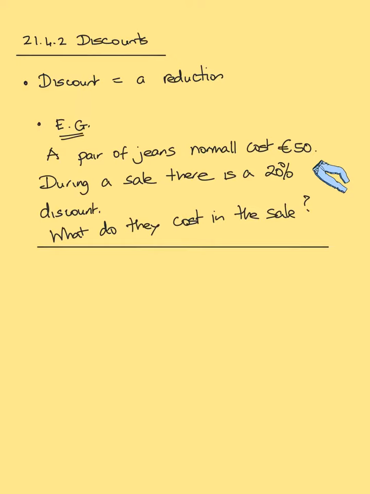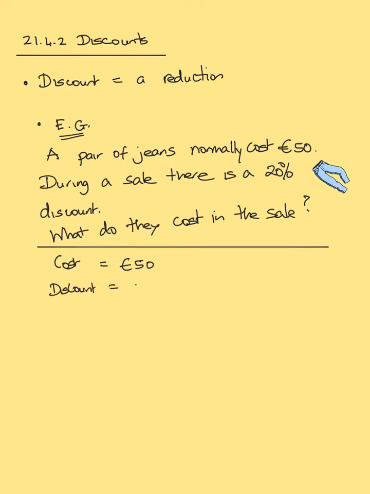And once again, we'll have a look at this example. A pair of jeans normally cost €50. During a sale, there's a 20% discount. What do they cost in the sale? And we can see that the cost is €50.